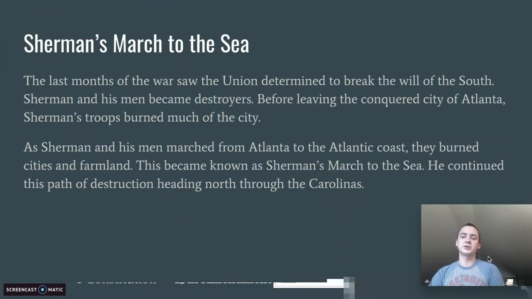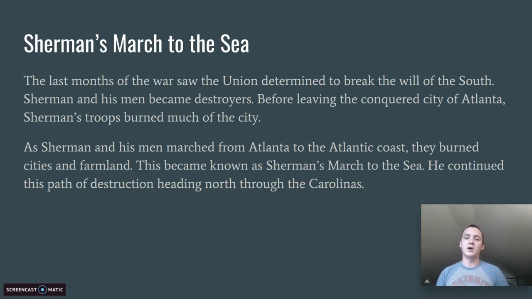So in Sherman's March to the Sea, which was the subject of yesterday's video, the Union, again, was just determined to break the will of the South. So Sherman and his men become destroyers. They conquer Atlanta, and before leaving it, they basically burn it to the ground. They raze the entire city. Sherman and his men are then going to march from Atlanta to the Atlantic coast.